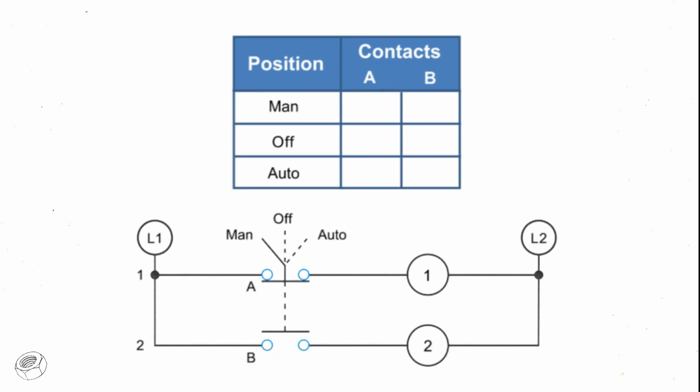In this illustration of a three-position selector switch, a third row is added to the truth table. So we now have a manual position, an off position, and an automatic position. Thus, in the MAN position, A is X or closed, and B is O or open. At the off position, both A and B are O or open. With the selector switch set to Auto, contact A is O or open, and B is X or closed.